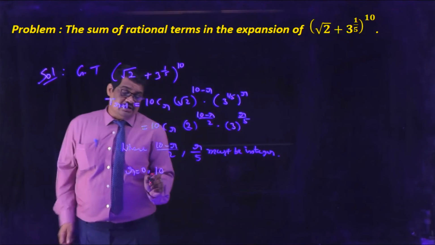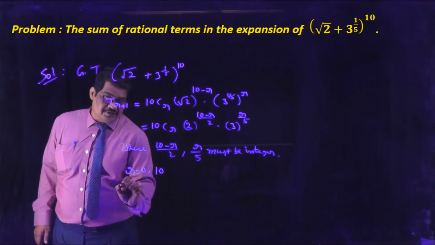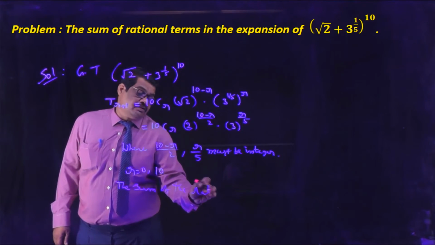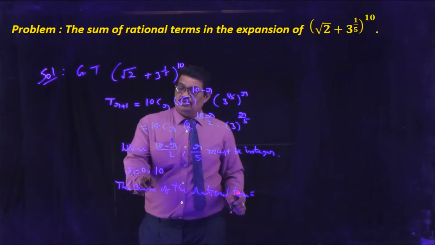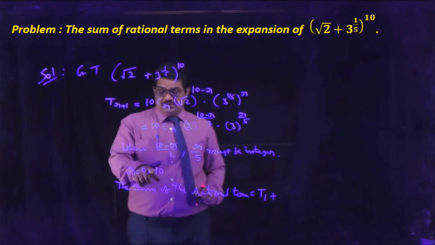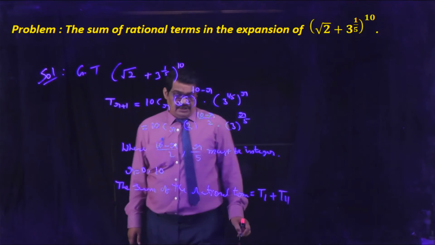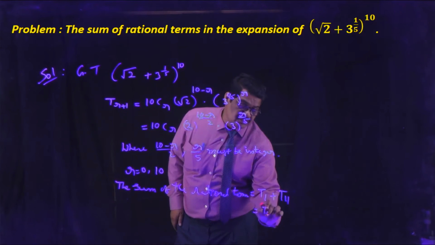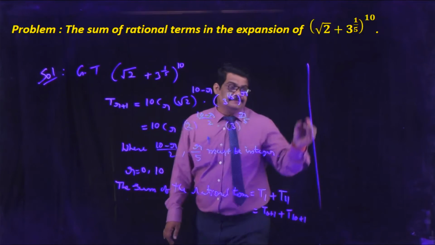Okay. So these are the terms, and we need the sum of the terms. Therefore, the sum of the rational terms. What are the rational terms here? r equal to 0, that is T(0+1), that is T1, plus r equal to 10, that is T11. Okay, so T1 is T(0+1) and T11 is T(10+1).